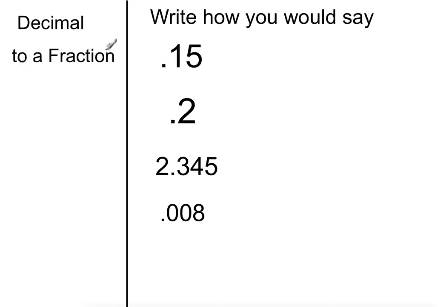From a decimal to a fraction. Decimals to fractions: you write how you would say it, and then you simplify it. Sorry for the bad handwriting today. All right, so how would we say this? Not 0.15, but we would say it as 15 hundredths. So 15 over 100, 15 hundredths.